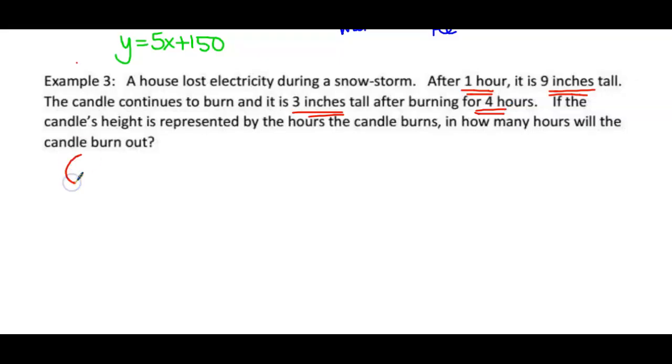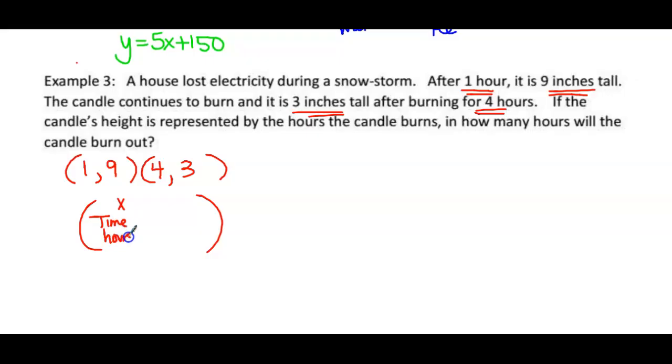So I'm going to write 2 ordered pairs down. Now remember, time always comes first. So 1 hour, 9 inches tall. 4 hours, 3 inches tall. So make sure you just don't go by what the numbers are. I'm going to add a note here. X was time in hours, and the Y was the height in inches.